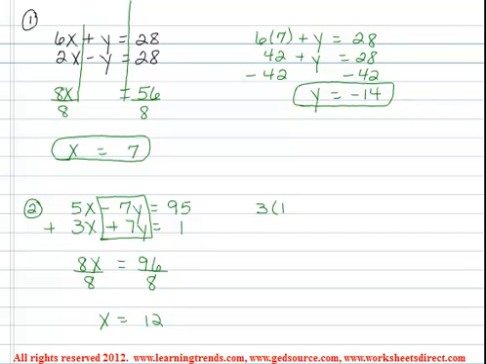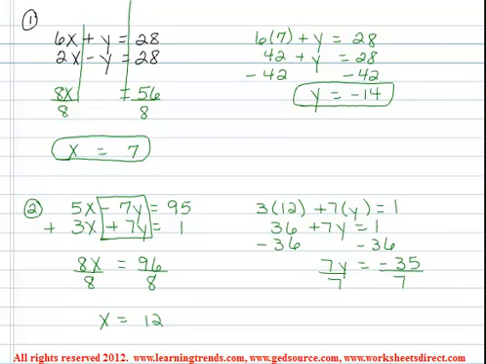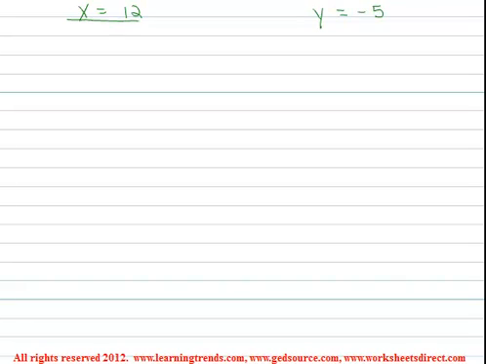So we have 3 times 12 plus 7 times y equals 1. 3 times 12, well, that's 36. So we have 36 plus 7y equals 1. Subtract our 36 from both sides. And we see that 7y equals a negative 35. Divide both sides by 7. And y equals a negative 5. So in our second problem, x equals 12 and y equals a negative 5. If you wanted to take this one step further and substitute both those values in and check your solutions, you could, but we're not going to at this point.